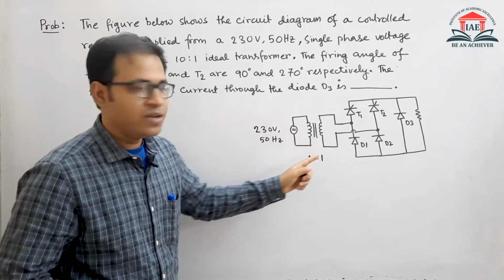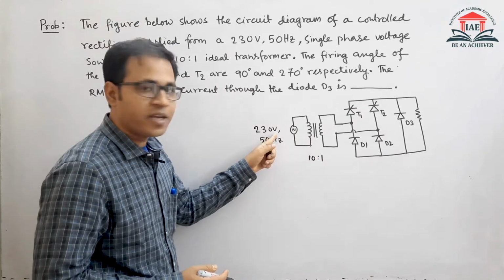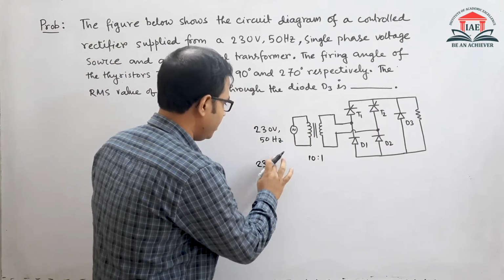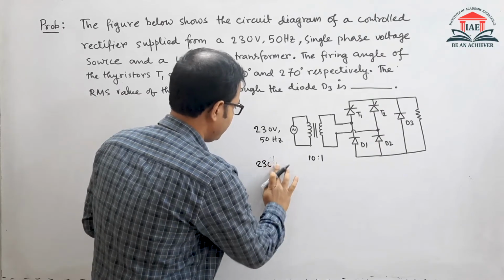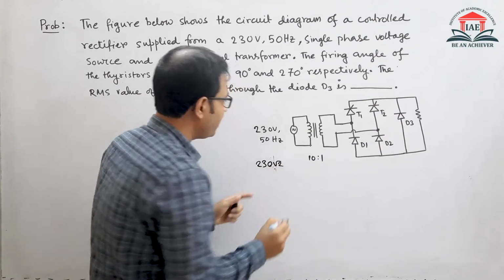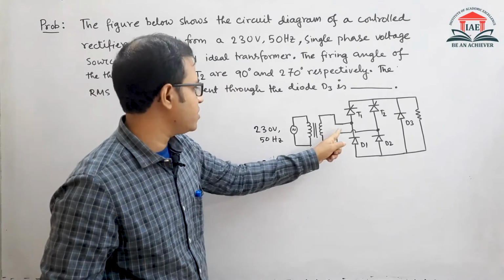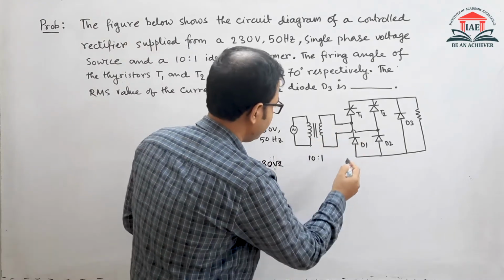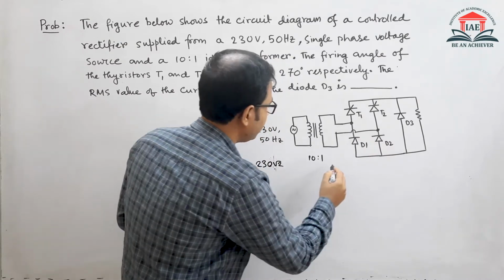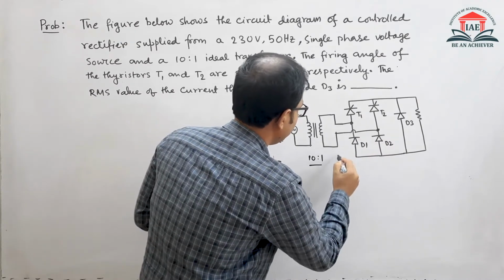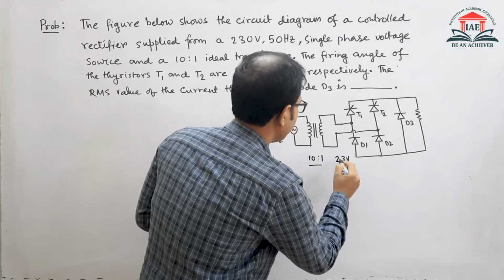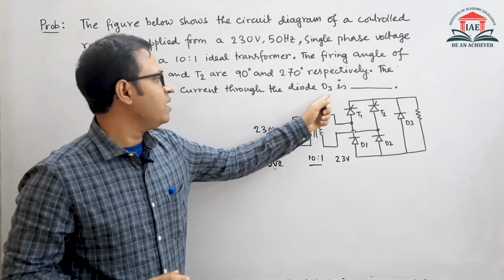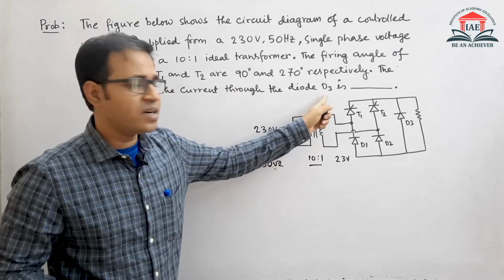there is a transformer. So what we can say, 230 volt is the input voltage. So maximum voltage will be 230 root 2 and it is a 10:1. So obviously here the voltage will come 23 volt and the max value will be 23 root 2. Okay, so here we must write the output voltage is 230 volt RMS voltage. Anyway, but see one thing, you have to find out the RMS value of the current through the diode D3.